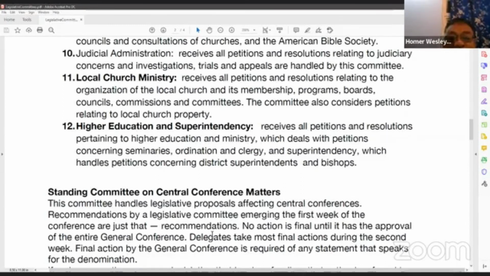Higher education and superintendency receives all petitions and resolutions pertaining to higher education and ministry, which deals with petitions concerning seminaries, ordination and clergy, and superintendency, which handles petitions concerning district superintendents and bishops. So our seminaries, colleges and universities are under the Board of Higher Education. This is the Higher Education Committee.